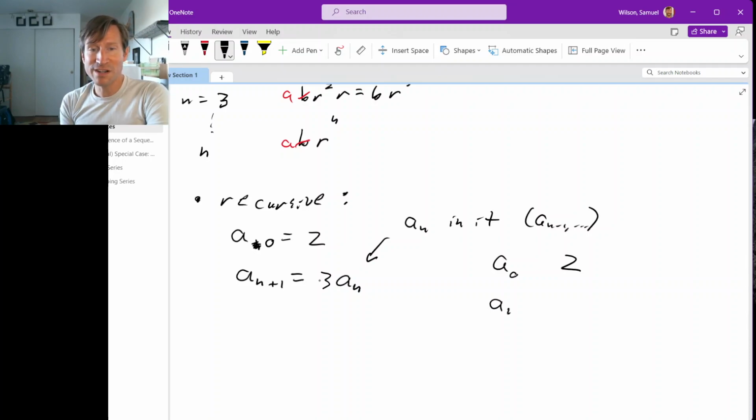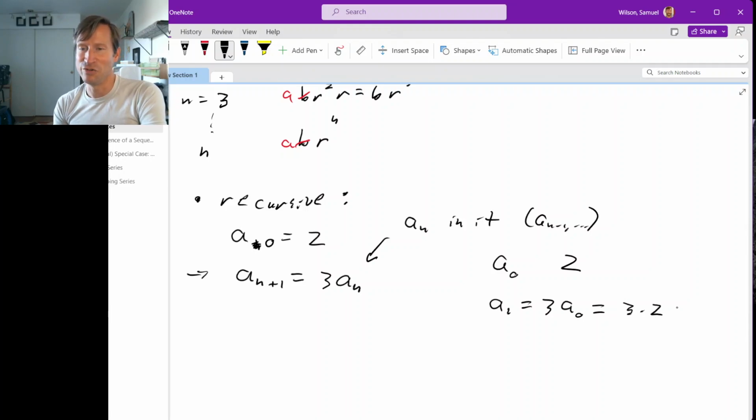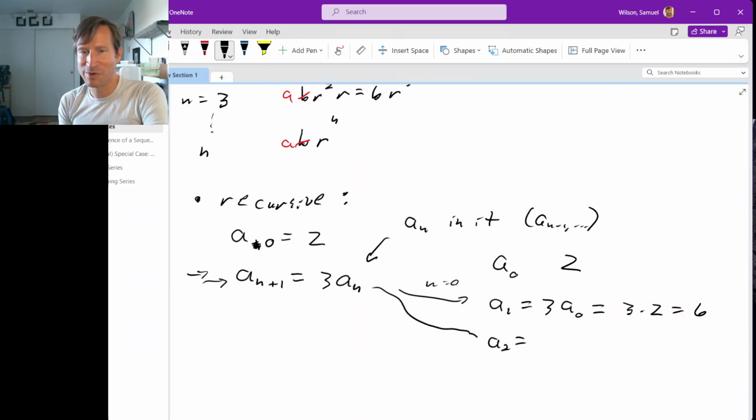a sub 1, well, according to this formula, right, if we plug n equals 0 into this formula, it says that a sub 1, so a sub 0 plus 1, is equal to 3 times a sub 0. But we know a sub 0, it's 2. So this would give us 6. And then we could figure out a sub 2, right? If we use this formula when n is 1, so this was n being 0. If we use this formula when n is 1, we get a sub 2 equals 3 times a sub 1, and we just figured out a sub 1. So it's 6, so 6 times 3, and that's 18.